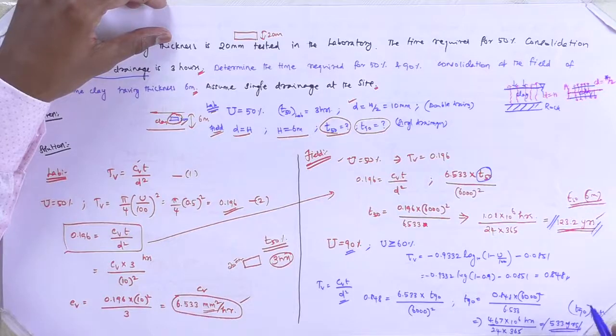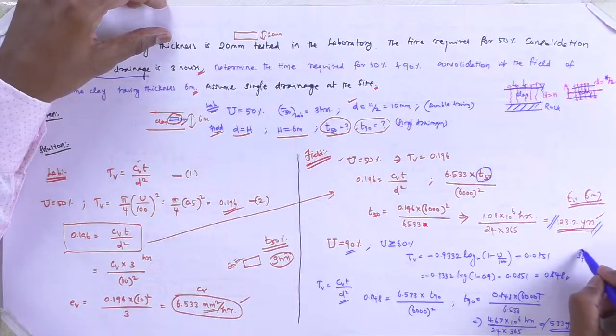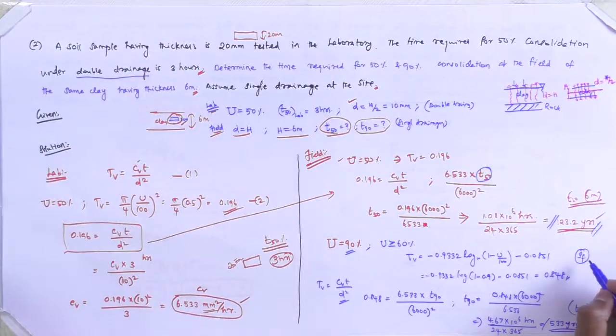So, as I have explained in my previous example, we got the final settlement as 138.6 mm.